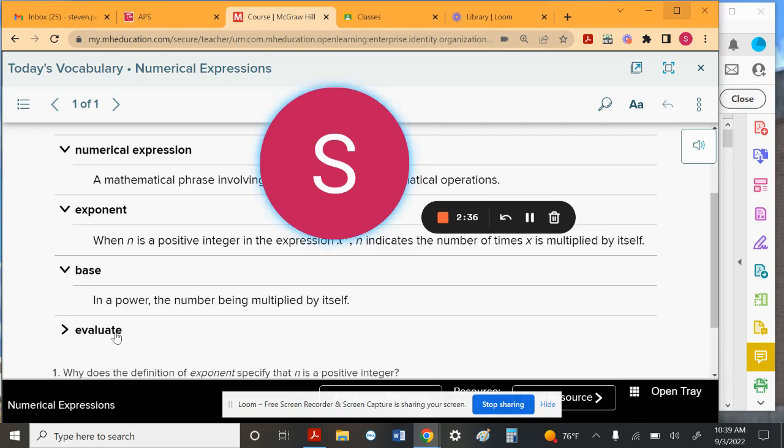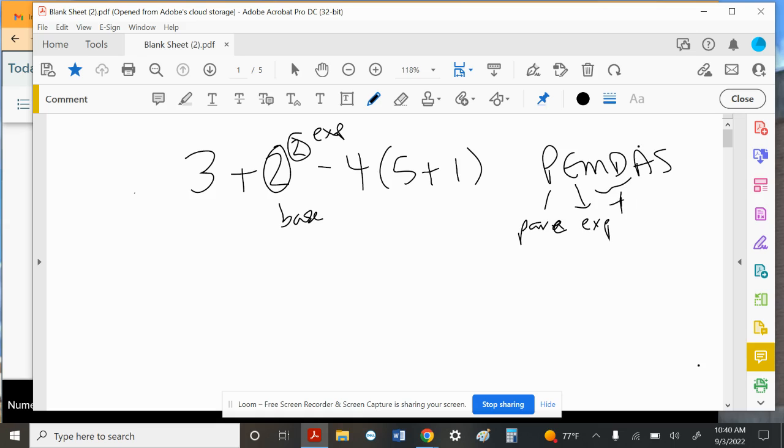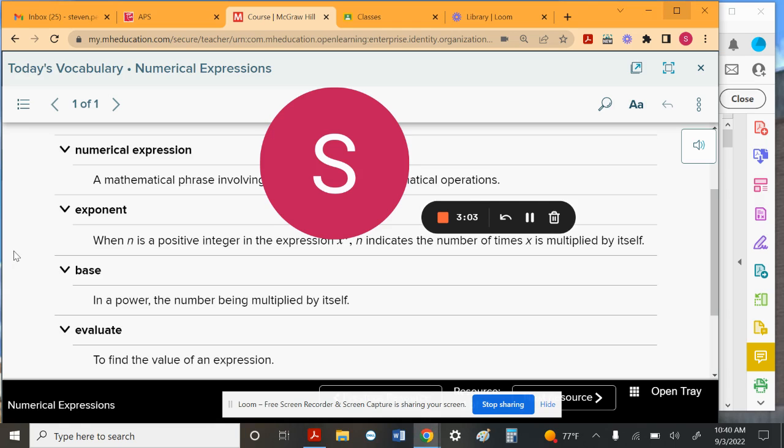And then finally, if we want to evaluate it, that means we're going to do all of our order of operations, which is PEMDAS. We're going to combine them together: parentheses, exponents, multiplication, division. So multiplication and division, add and subtract is our last thing right there. And we're going to get into that in a slide coming up pretty soon as well. So that takes care of that part.